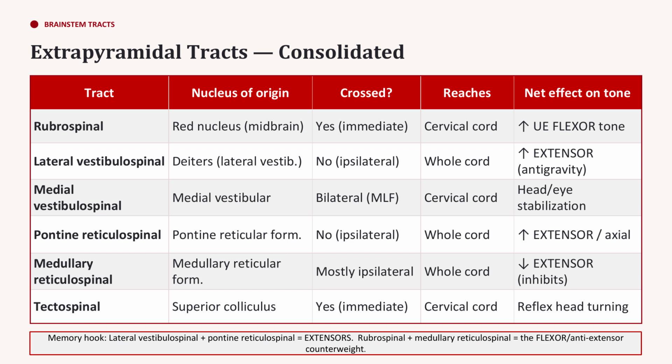Now the functional memory hook at the bottom, which is genuinely the most useful thing on the slide. 2 tracts drive extension, the lateral vestibulospinal and the pontine reticulospinal. 2 provide the opposing flexor or anti-extensor influence, the rubrospinal, which flexes the arms, and the medullary reticulospinal, which inhibits extensor tone. When the corticospinal command and the cortical drive to the medullary inhibitory center are removed, the extensor pair dominates. That imbalance is precisely the physiology of decerebrate rigidity, which we take up next. Keep this grid open in your mind as we move into posturing.